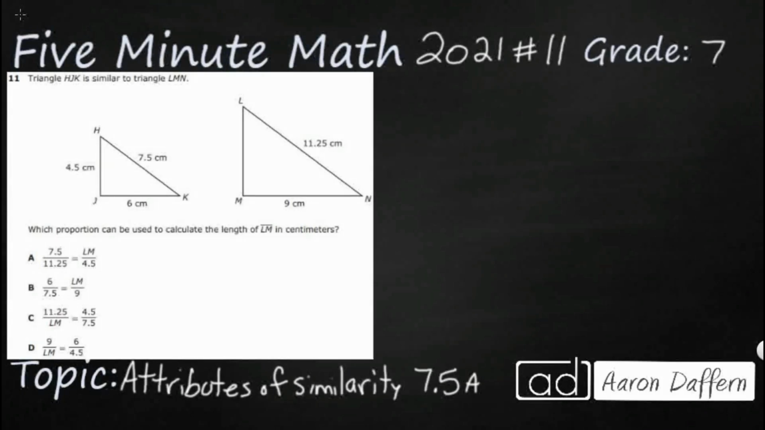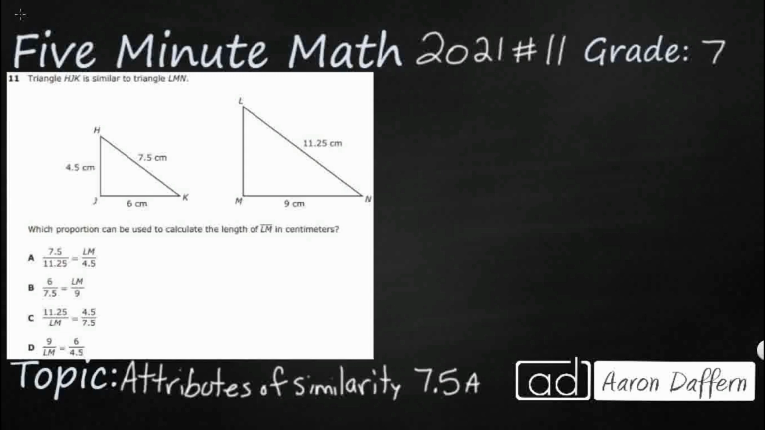Today we are looking at the 7th grade concept of attributes of similarity. This is standard 7.5a in the great state of Texas, and we are using item number 11 of the 2021 released STAAR test. If you have not done so already, please go ahead and take a moment to pause the video, work this problem out on your own, unpause it, and we will look at our answers together.